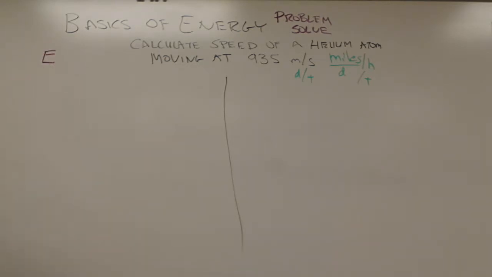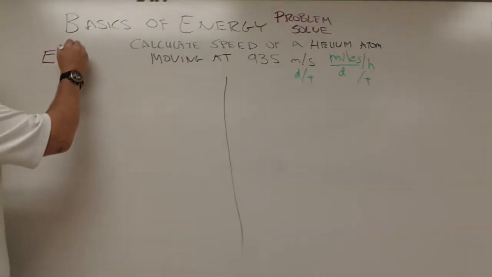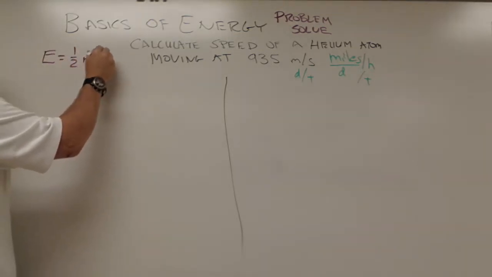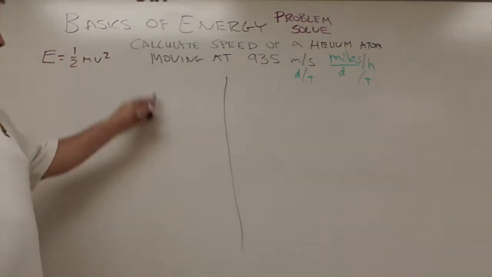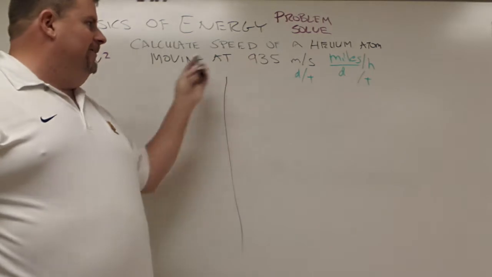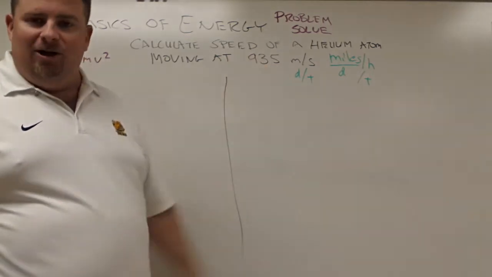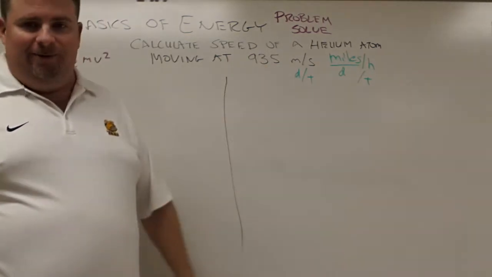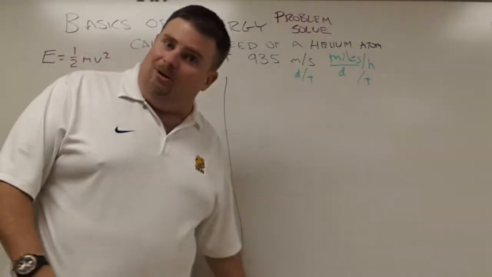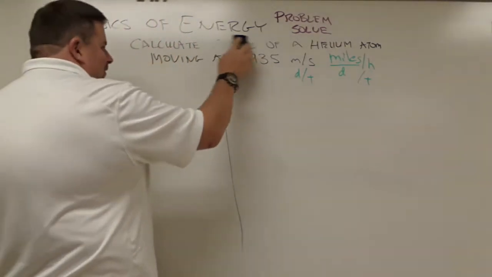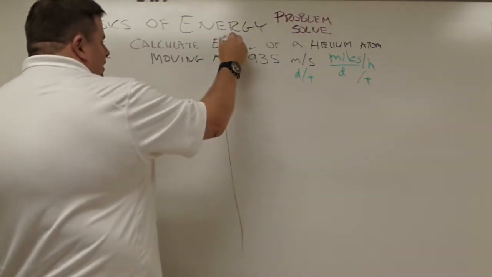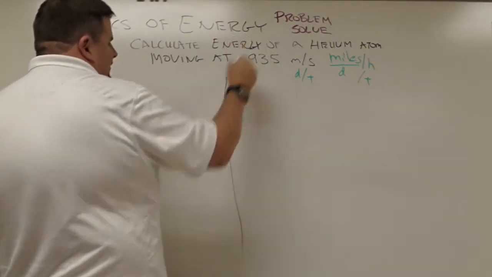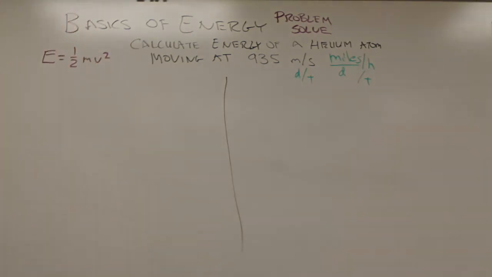I just realized that I made a mistake on the problem. Energy is equal to 1/2 mass times velocity squared. Now, if you are paying attention, you look at this and you say, well, calculate the speed of a helium atom moving at 935 meters per second. Actually, the answer is 935 meters per second. You're right. Sorry. I want to calculate the energy of this thing. My first problem is not starting off well. So calculate the energy of a helium atom moving at 935 meters per second.